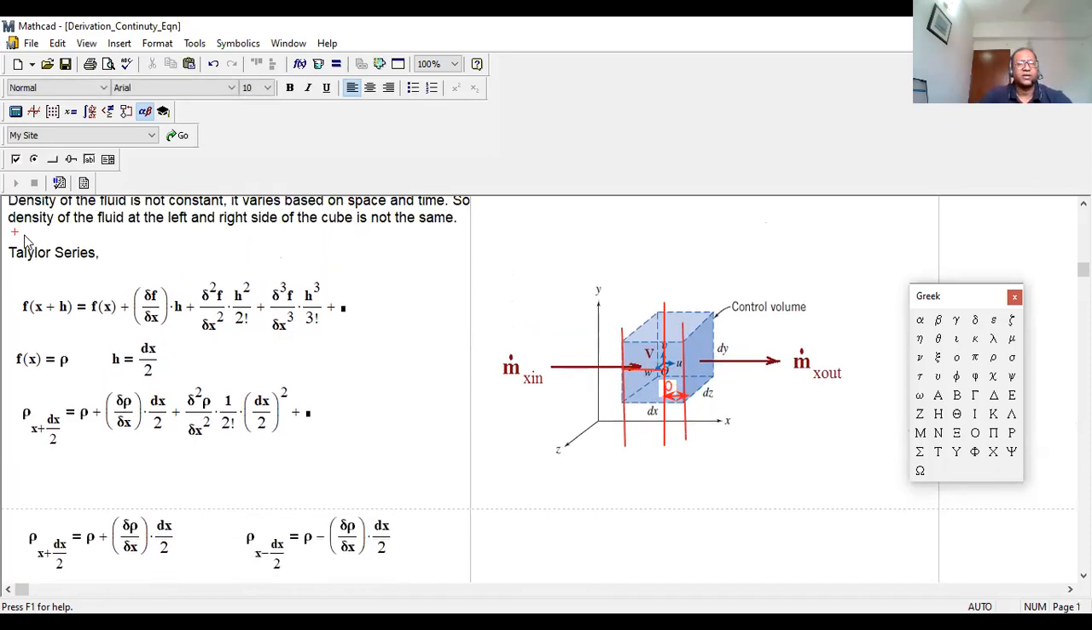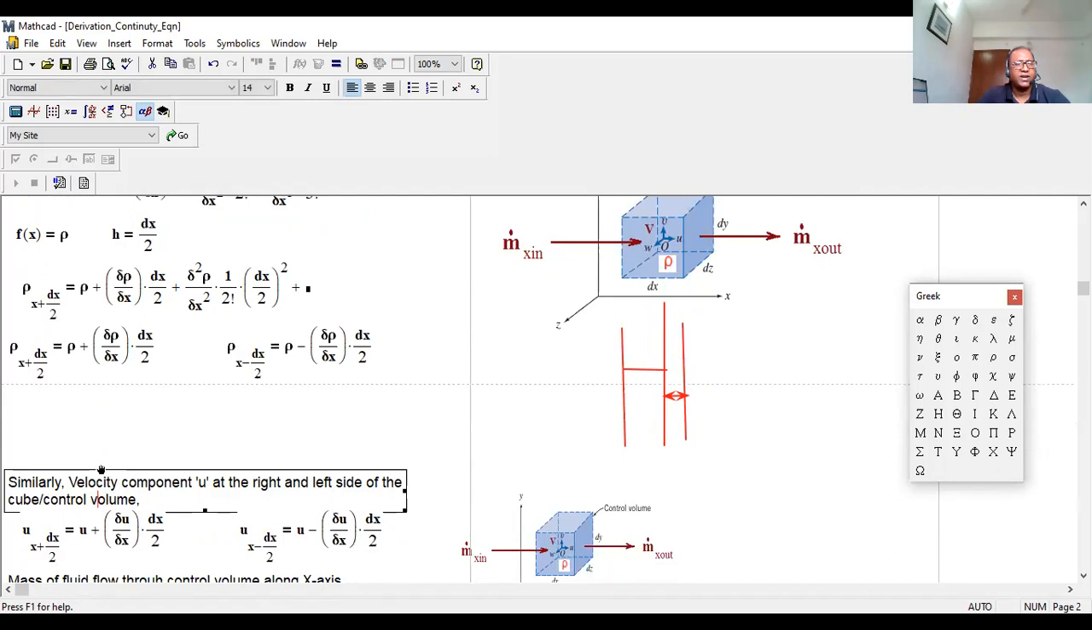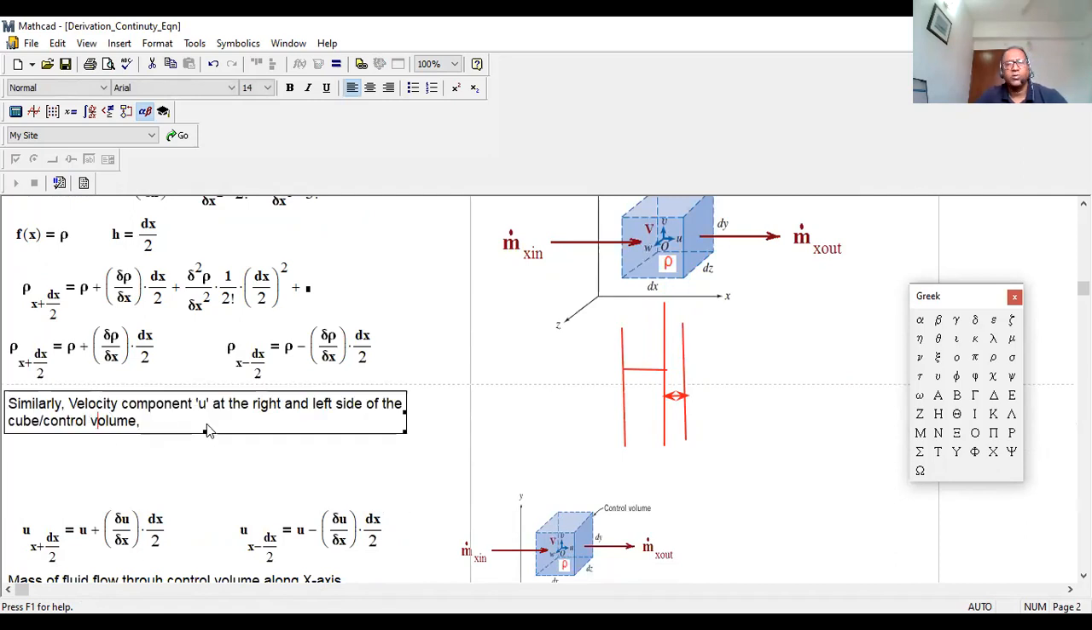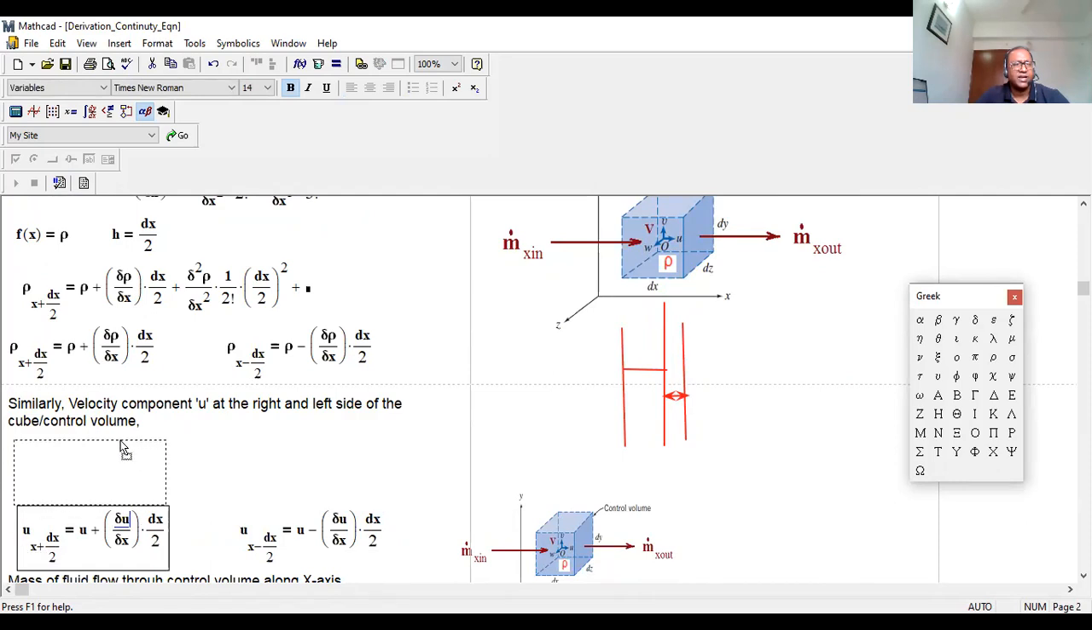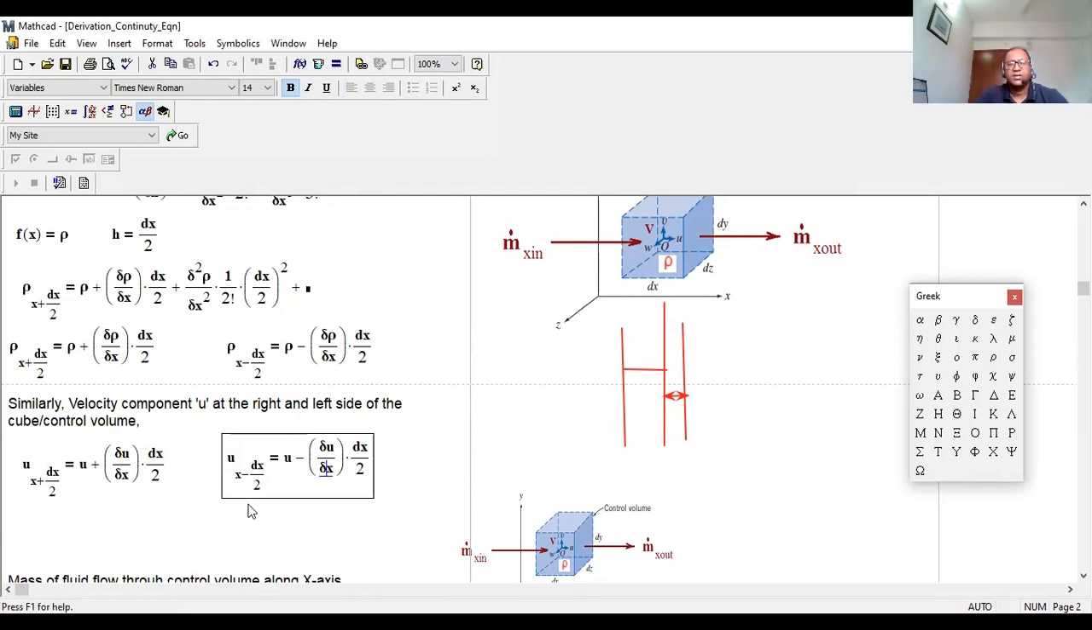So we already have the density, right? Now we need to figure out the velocity of the fluid at these two points. How will we get the velocity? It says similarly, the velocity component U at the right and left sides of the control volume. So at the right side it will be this one. Here, instead of rho, you put U, because you're looking at how U is changing, okay? Then this one is U at the left side. The distance is dx by 2, but this is minus. That's why you put minus over here.